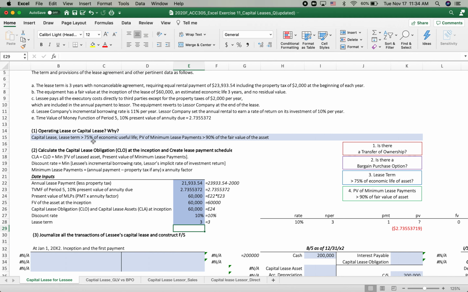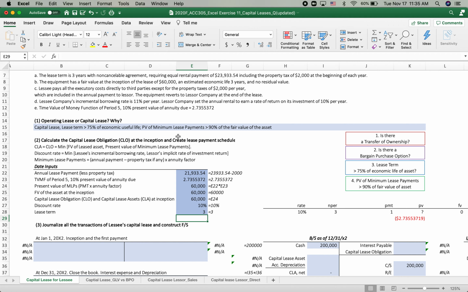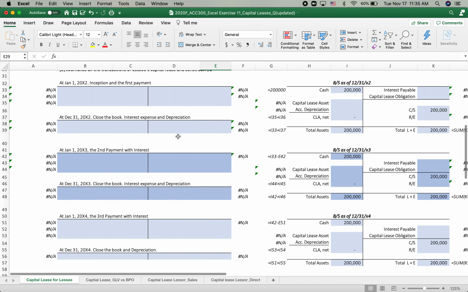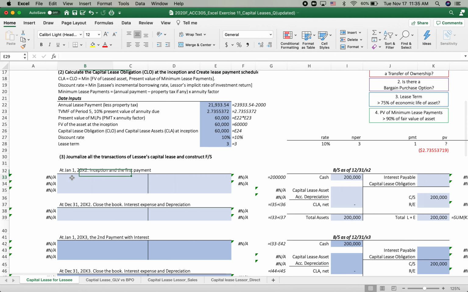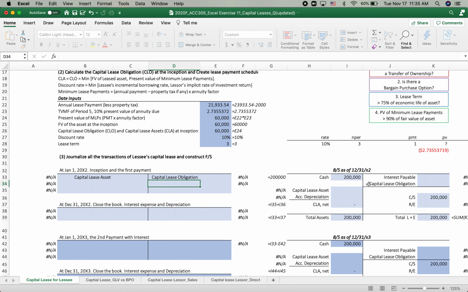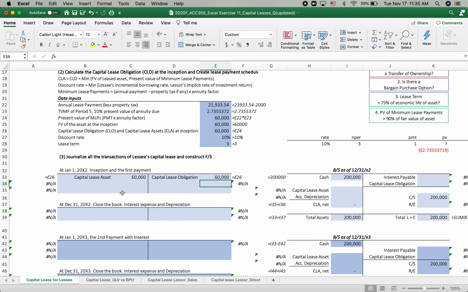Because the lease term is the same as the estimated economic useful life. So now we've done the intermediate data input section, and let's create the journal entry together. First, what do you have to do? Record the capital lease asset and, at inception, the capital lease obligation. How much is that? We got the same value, $60,000.